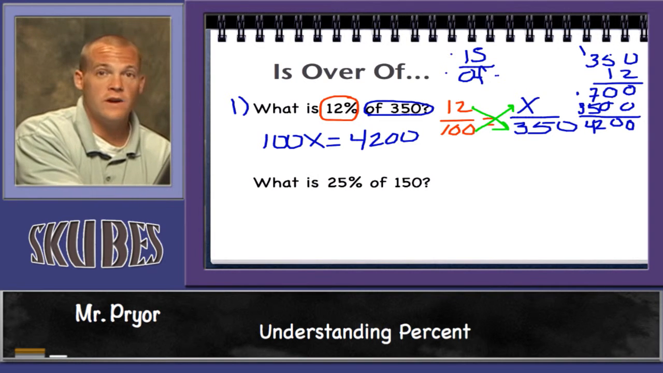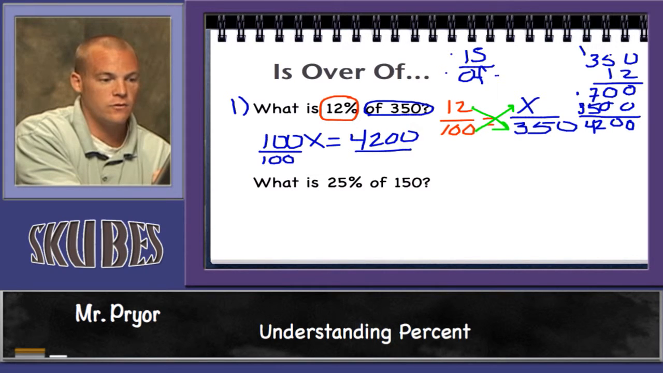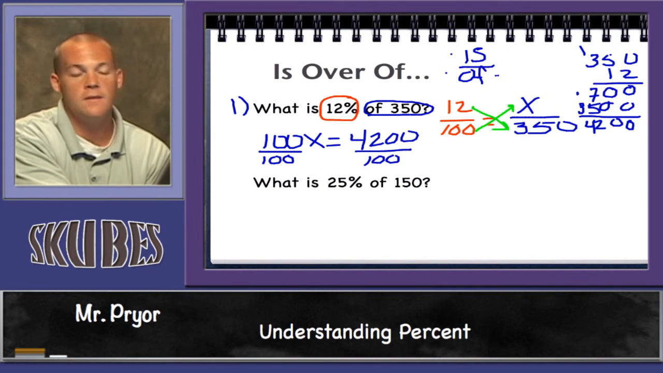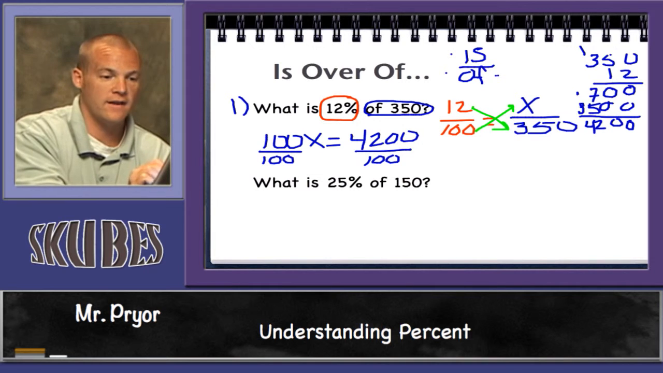To solve this equation, you will divide by 100 to the left side, and what you do to one side, you have to do to the other. So you will also divide 4,200 by 100. In doing that, 100 divided by 100 actually cancels out to 1. That becomes 1x.